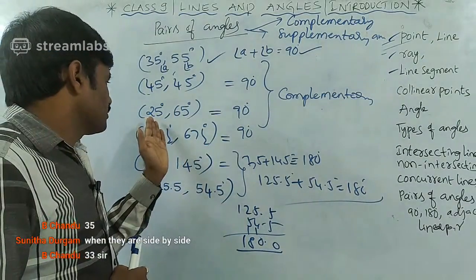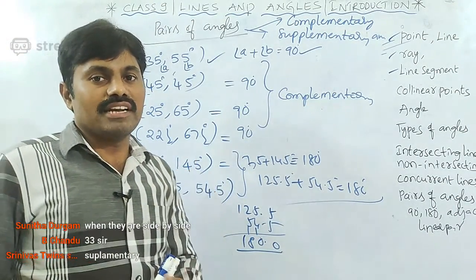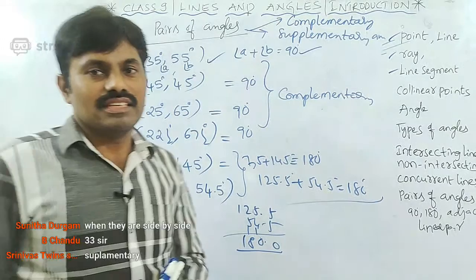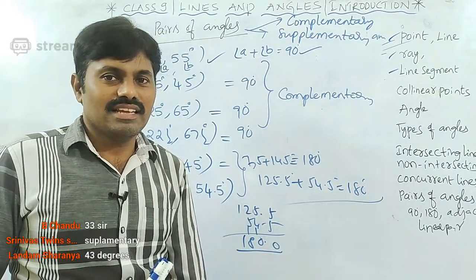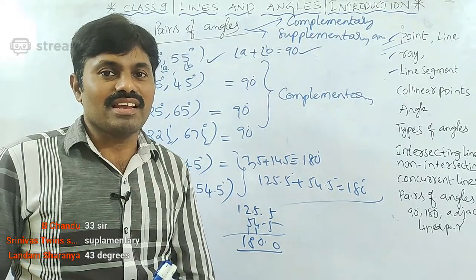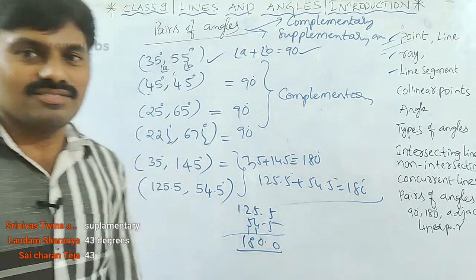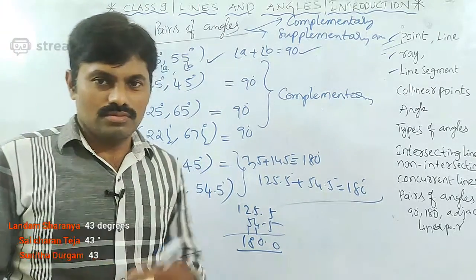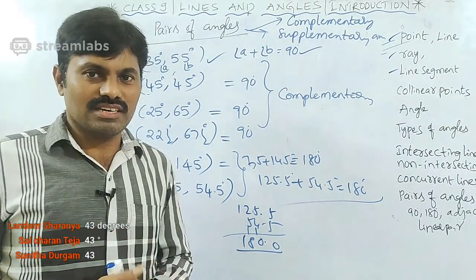Next, my question is, what is the complementary angle of 47 degrees? 33 is the wrong answer. 90 minus 47, yes. 43 degrees is the correct answer. Don't get confused. Don't hurry. No need to hurry. Okay, clear?